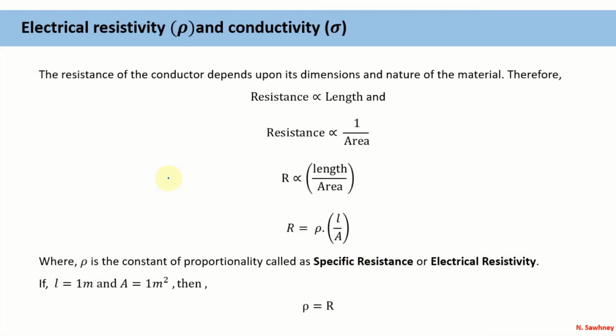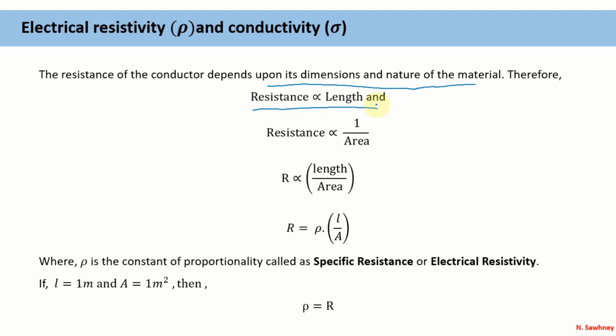The resistance of the conductor depends upon its dimensions, that is length and area, and also the nature of the material, but keeping the temperature constant. Therefore, when we increase the length of the conductor, the electrons have to travel a longer distance and hence they are going to suffer more collisions. Therefore, we can say that as the length increases, the resistance will also increase, or in other words, resistance is directly proportional to length.